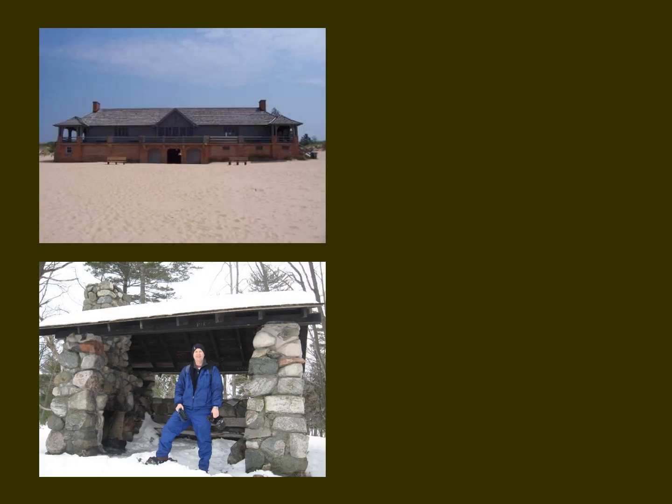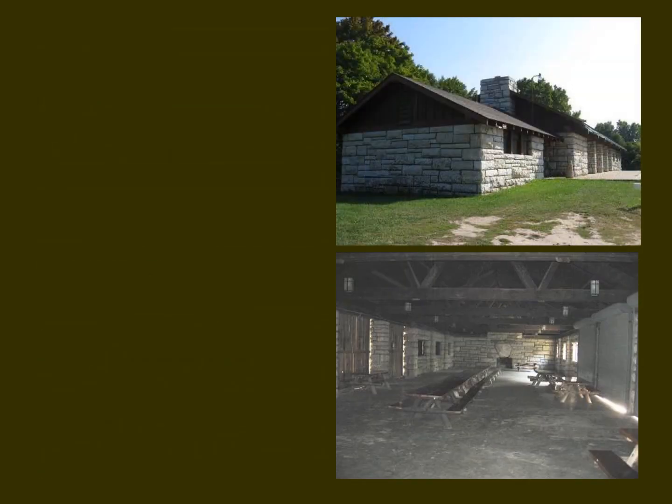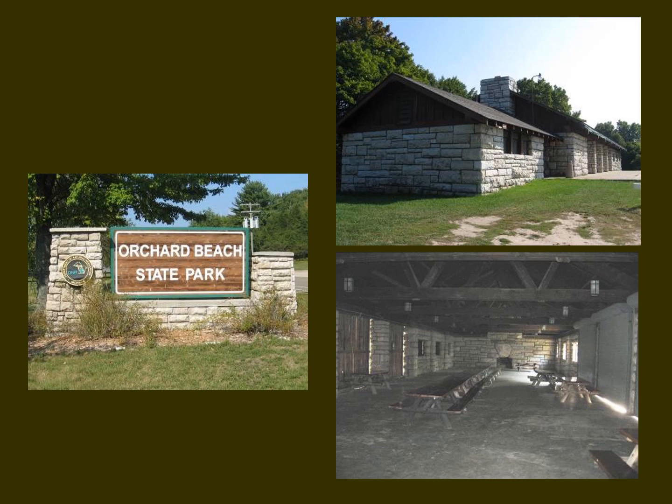The legacy of the CCC is still seen today. Does this building look familiar to you? Well, it's located at Ludington State Park. Here we see another legacy of the CCC. This one's from Manistee. The Orchard Beach State Park and Ludington State Park continue to generate revenue for Manistee and Ludington today, and those were first put into place as New Deal programs that still benefit the area where we live.